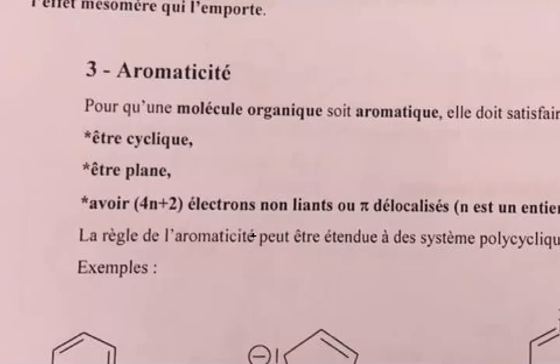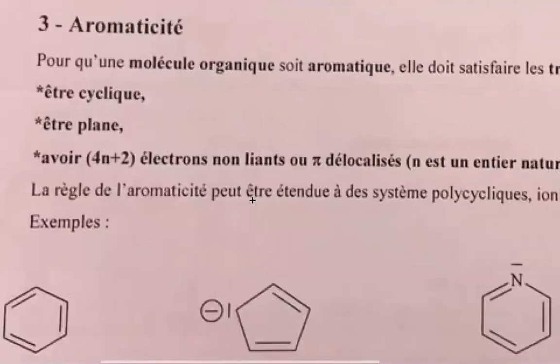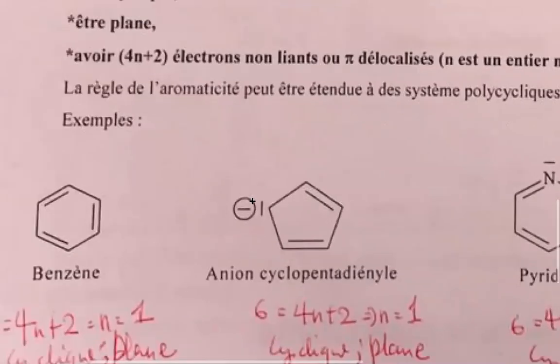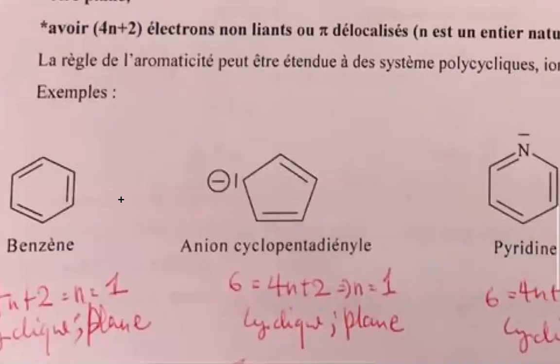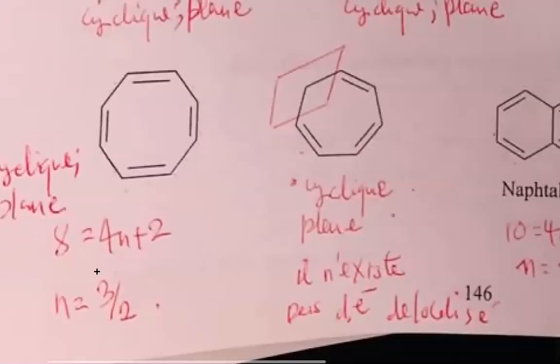That is, it should be cyclic, it should be planar, then it should satisfy the 4n plus 2, the delocalization of electrons, the pi electrons or the lone pair of the anion. So now it satisfies the first one and the second one. It is cyclic and planar, but does not satisfy this one here because n is not a natural number. This is 3/2. Is it clear?